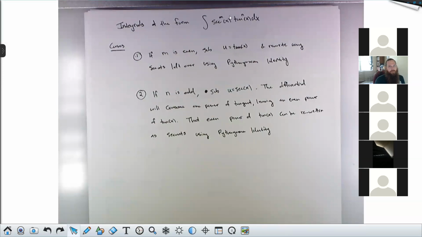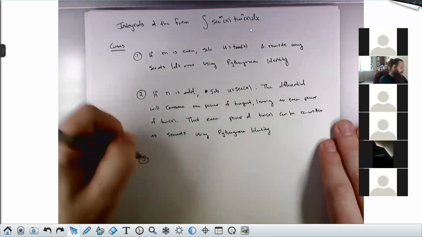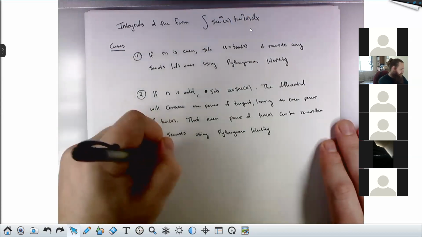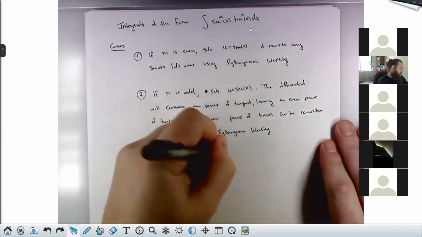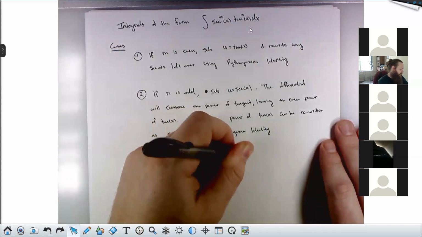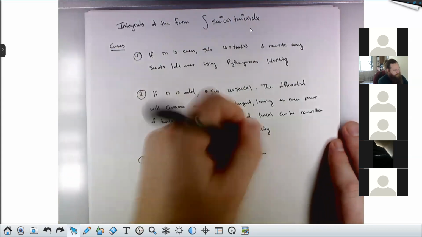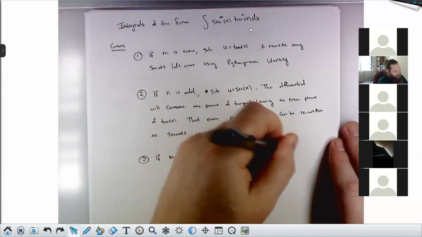There's something missing here, right? So it's possible the power of secant is even. It's possible that the power of tangent is odd. It's also possible that neither of those things are true. So the power of secant is odd and the power of tangent is even. That's the bad case. If m is odd, if the power of secant is odd and n is even, then this is looping IBP.